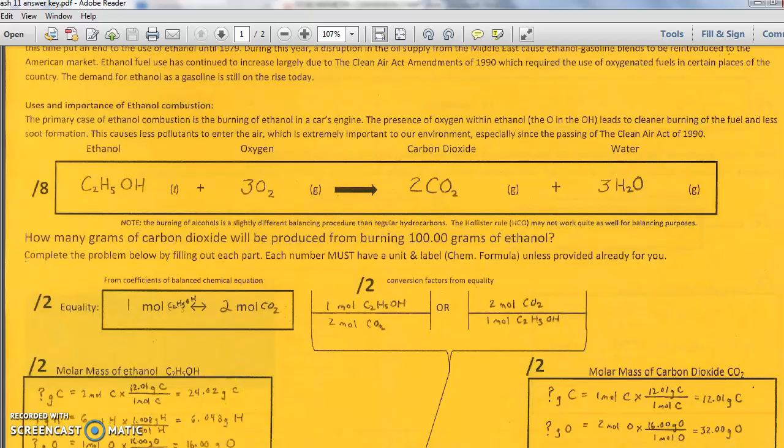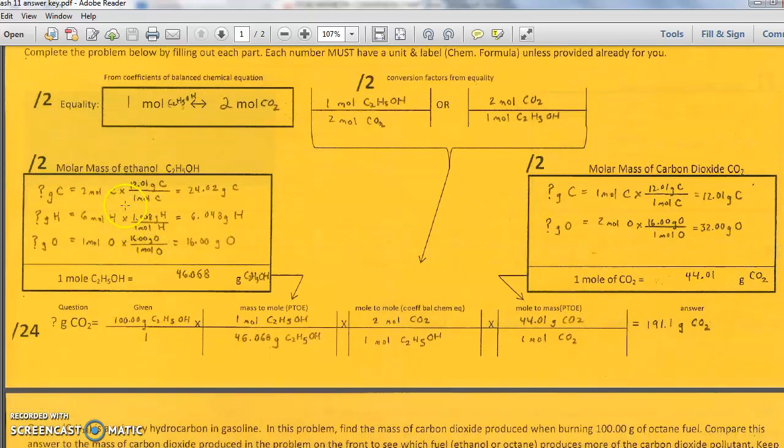So I need the molar mass of C2H5OH. We have 2 moles of carbon, 2 times 12.01 is 24.02. We have 6 hydrogens, 5 here, 1 there, is 6. 6 times 1.008 is 6.048. If you use 1.01 there, you're fine. And we have 1 mole of oxygen, 1 times 16 is 16. Add those numbers up. We get 46.068 as the mass of C2H5OH.